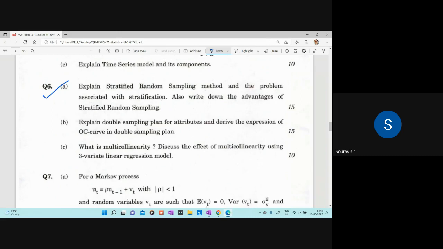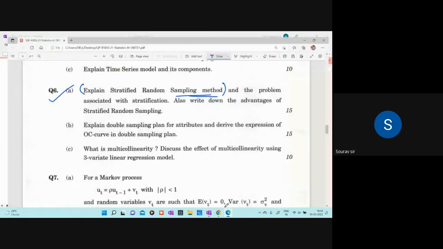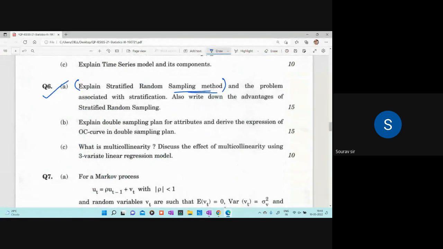Next, going for this portion, it is solved. Define stratified random sampling method. They are asking for the method as well. So, with an example, we explained the method as well as the sampling. Now, the problem associated with stratification. What are the problems associated with stratification? Can you please tell me?